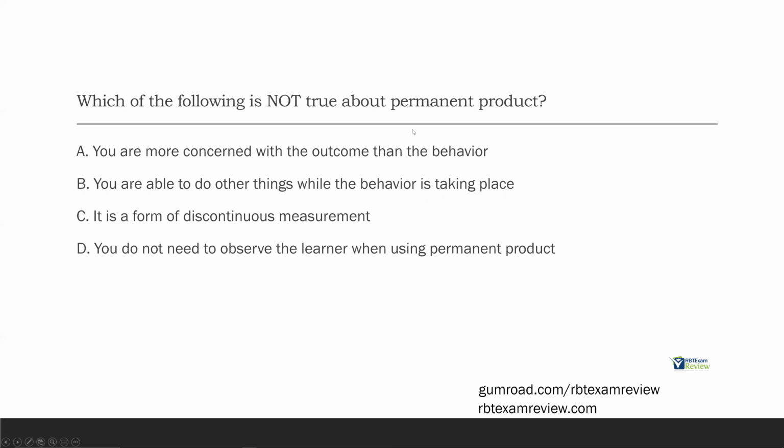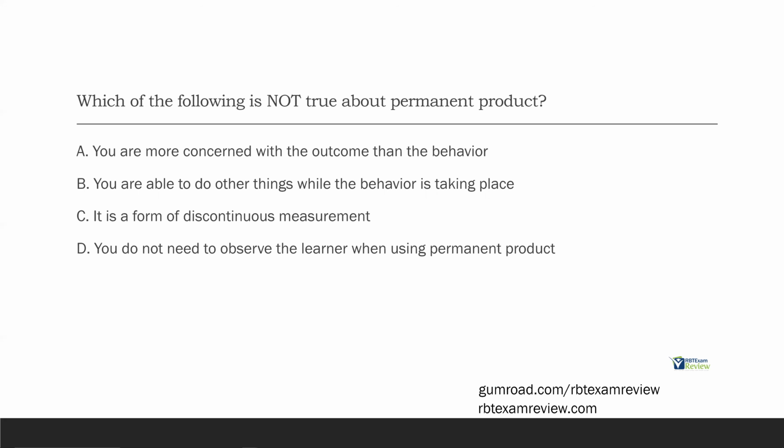So how do we tackle these definition questions disguised as application? Well, we start to think about everything we know regarding permanent product. We know that permanent product measures the product or the result of a behavior. We know we don't actually have to observe the behavior occurring to measure permanent product. We know that there needs to be a product to use permanent product. Using that information, now let's look at our answer choices and see what isn't true about permanent product.